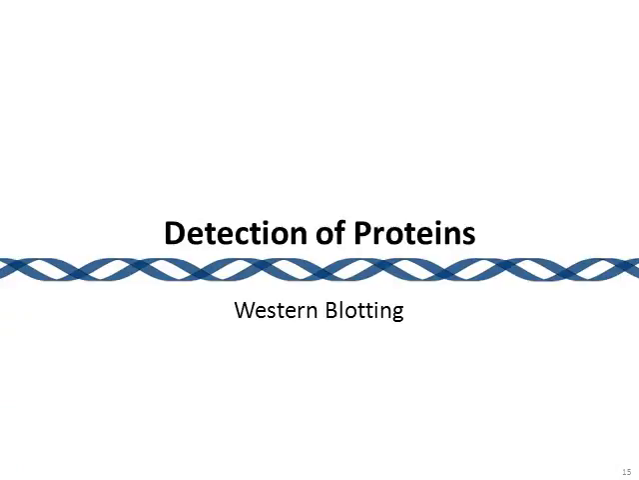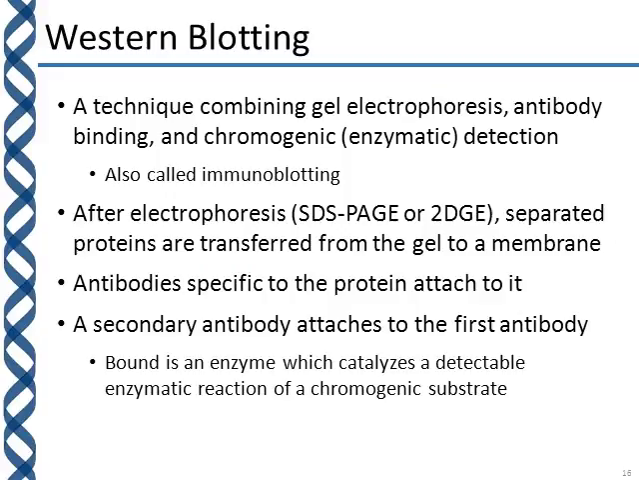Next, we'll talk about Western blotting. Western blotting is a technique combining gel electrophoresis, antibody binding, and chromogenic or enzymatic detection. It is also called immunoblotting. After electrophoresis, and this can be SDS-PAGE or two-dimensional electrophoresis, the separated proteins are transferred from the gel onto a membrane. This is generally a nitrocellulose membrane, but it can also be a PVDF membrane.